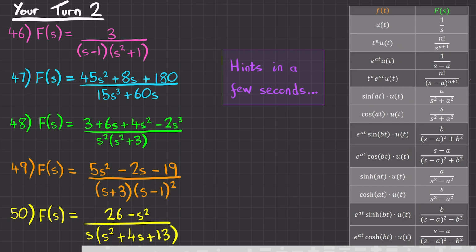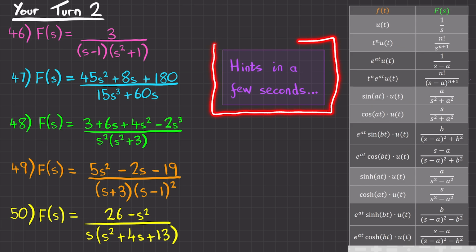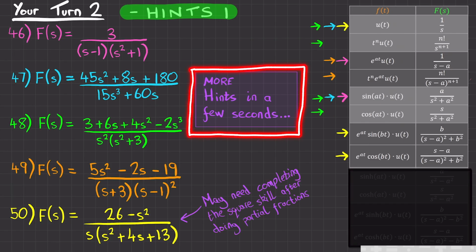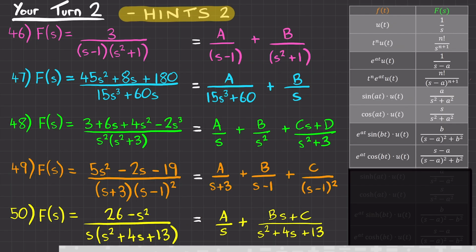5 questions for you to try now. There are 2 sets of hints ready also if you need a bit of help in the right direction before the answers are shown. These first set of hints show the parts of the table you'll need for each question. The second set of hints here show you how the partial fractions will look.